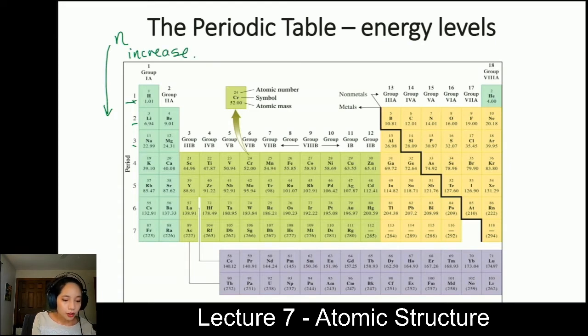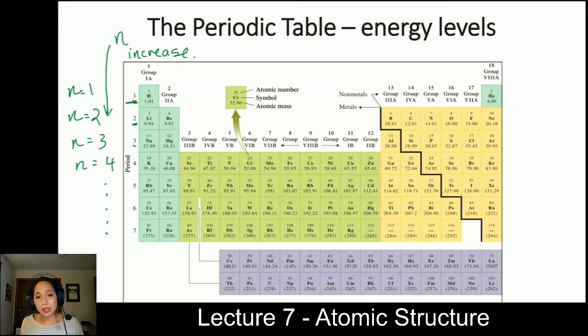In our first row, our first period, this is our n equals 1 energy level. Within the second period, this is our n equals 2 energy level. And then our third row is n equals 3, and so forth. So it is really that simple to see the energy levels within our periodic table. It tells you what energy levels are there.